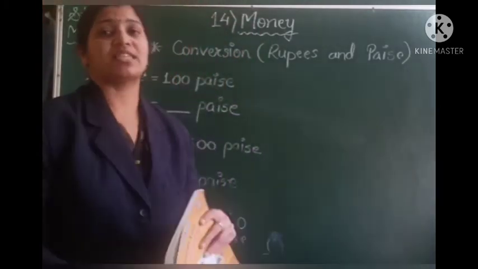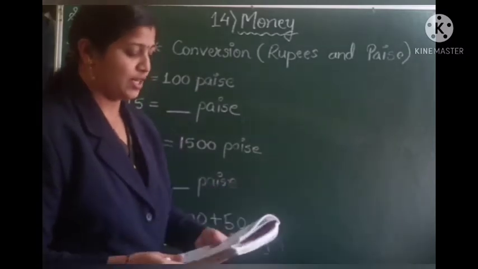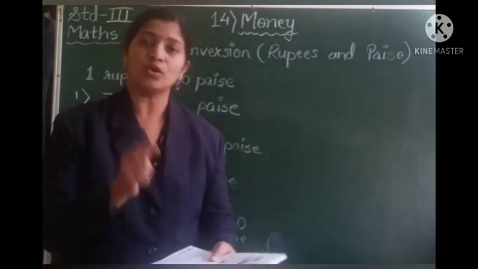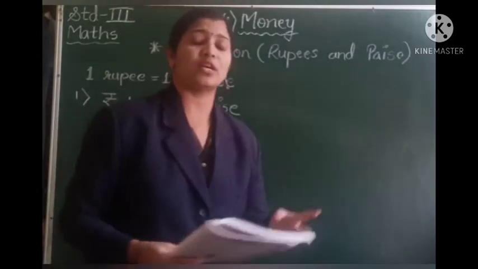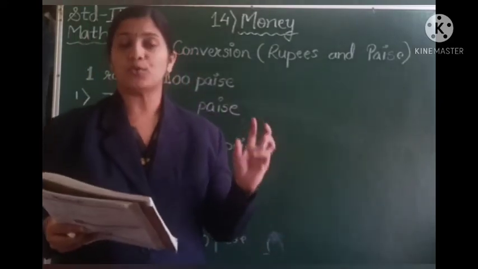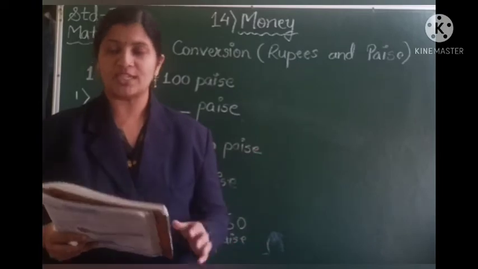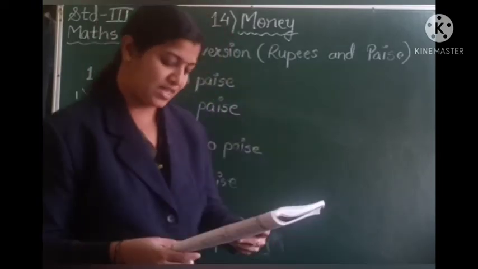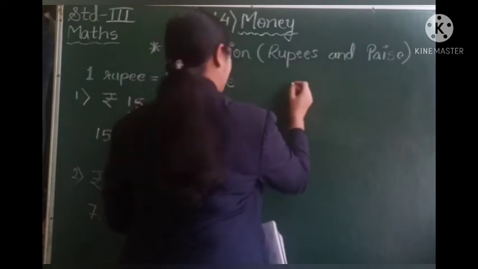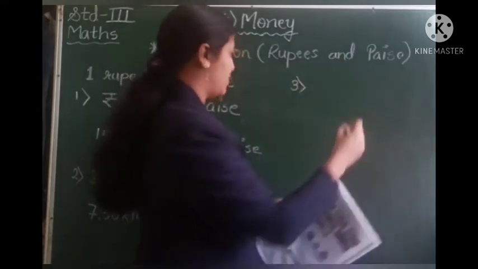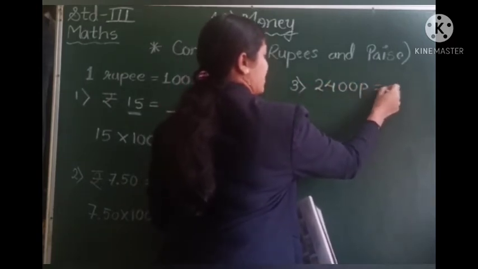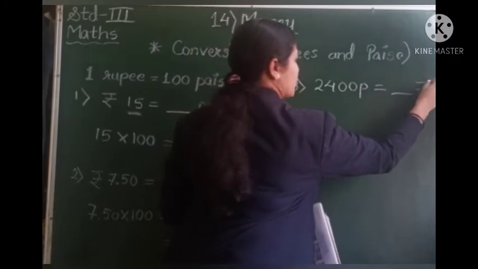Yes. Now let us see how to convert paise into rupees. This is conversion of smaller unit to bigger unit. So when you are converting paise to rupees, you have to divide. You have to put a dot before 2 digits from the right. Now see here, the amount given is 2400 paise is equal to dash rupees.